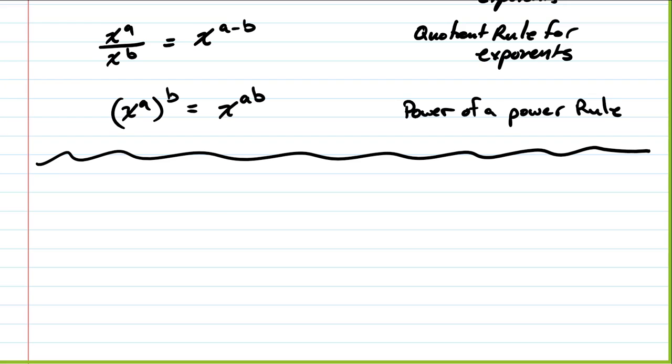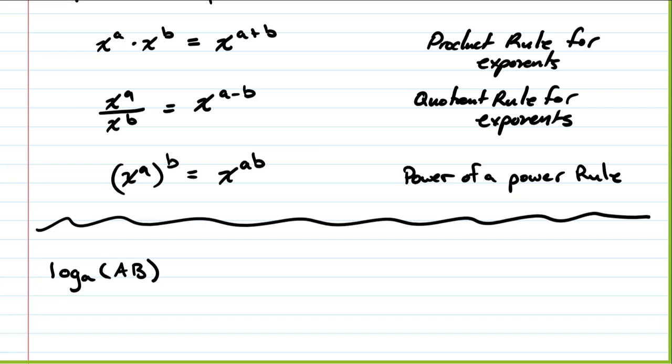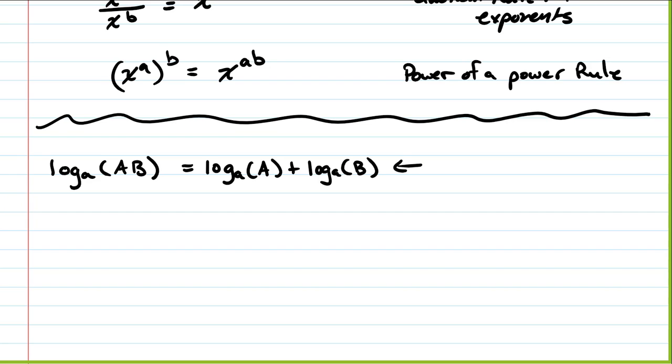take a look at our first log property. So if I have the logarithm base a of a times b, well, if I multiply two things together with the same base, that's my first property up here, what is it that I do with the exponents? We add them. Logarithms are exponents, so this becomes 2 logarithms added together. So that's our product rule for logarithms.